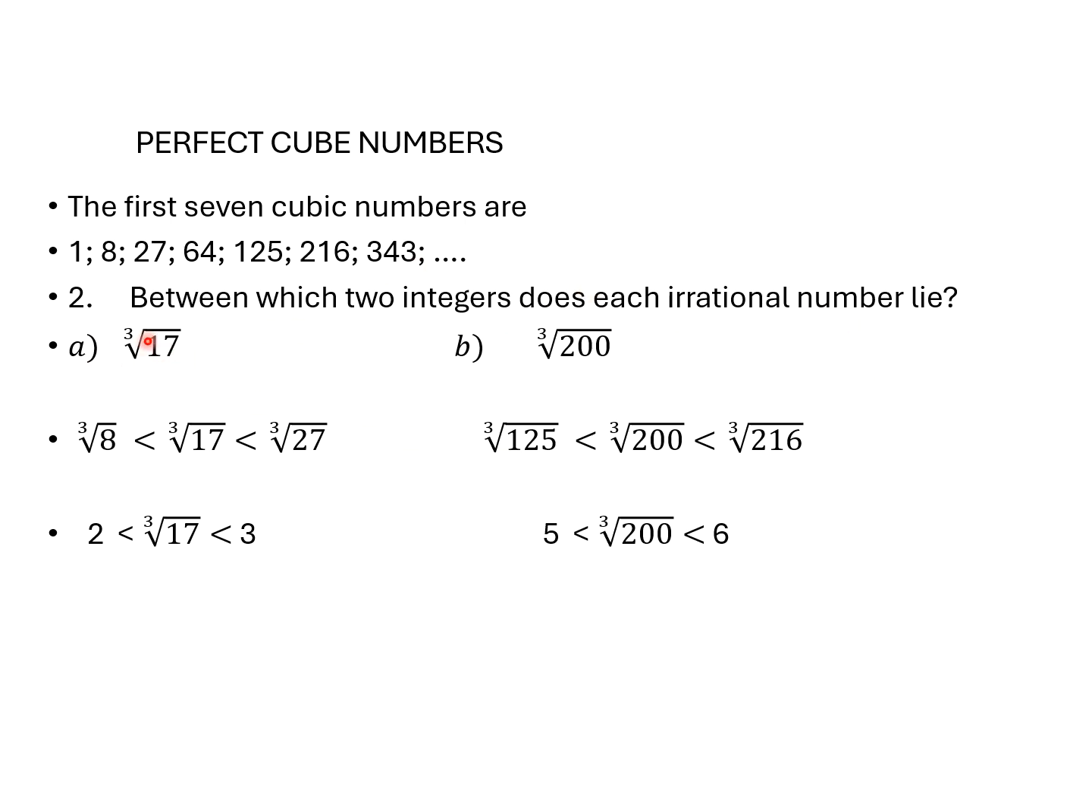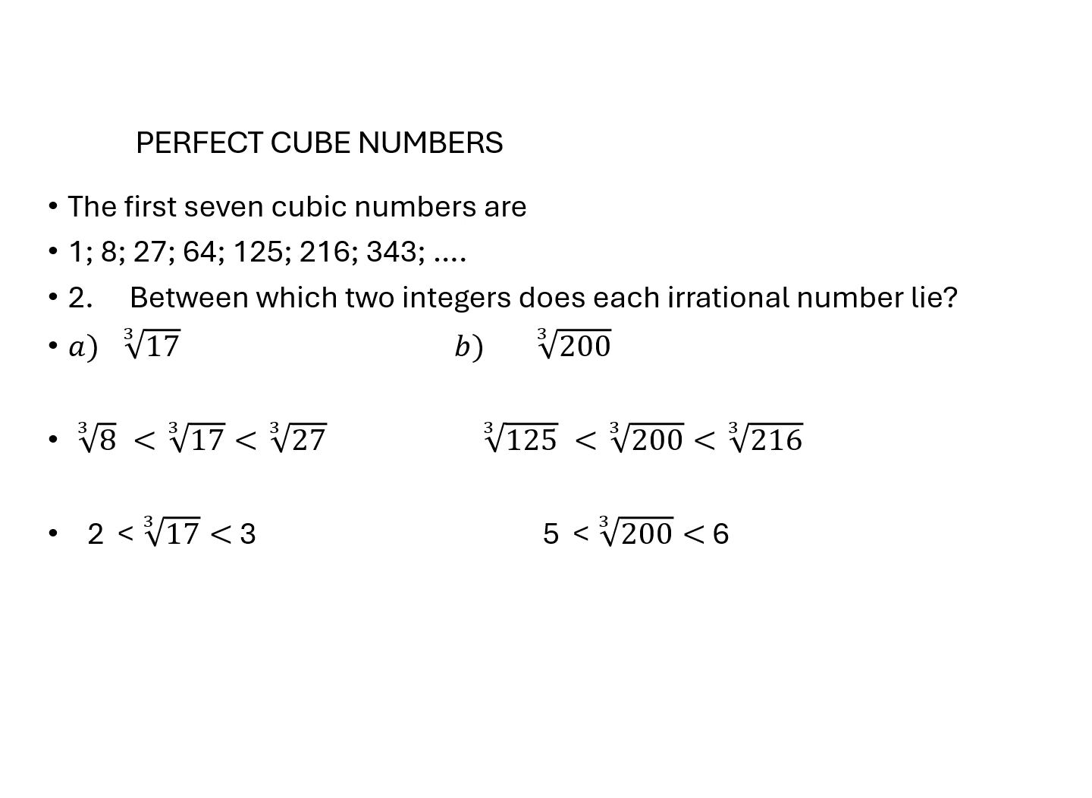So cube root 17 lies between 8 and 27. So I can say cube root 17 is greater than cube root 8, and it's less than cube root 27. So 2 times 2 times 2 gives me 8. 3 times 3 times 3 would give me 27. So cube root 17 is greater than 2 and less than 3. Cube root 200 is less than cube root 216, and it's greater than cube root 125. So that gives me 5 times 5 times 5, so therefore 5. 6 times 6 times 6, therefore 6. So cube root 200 is greater than 5, less than 6.